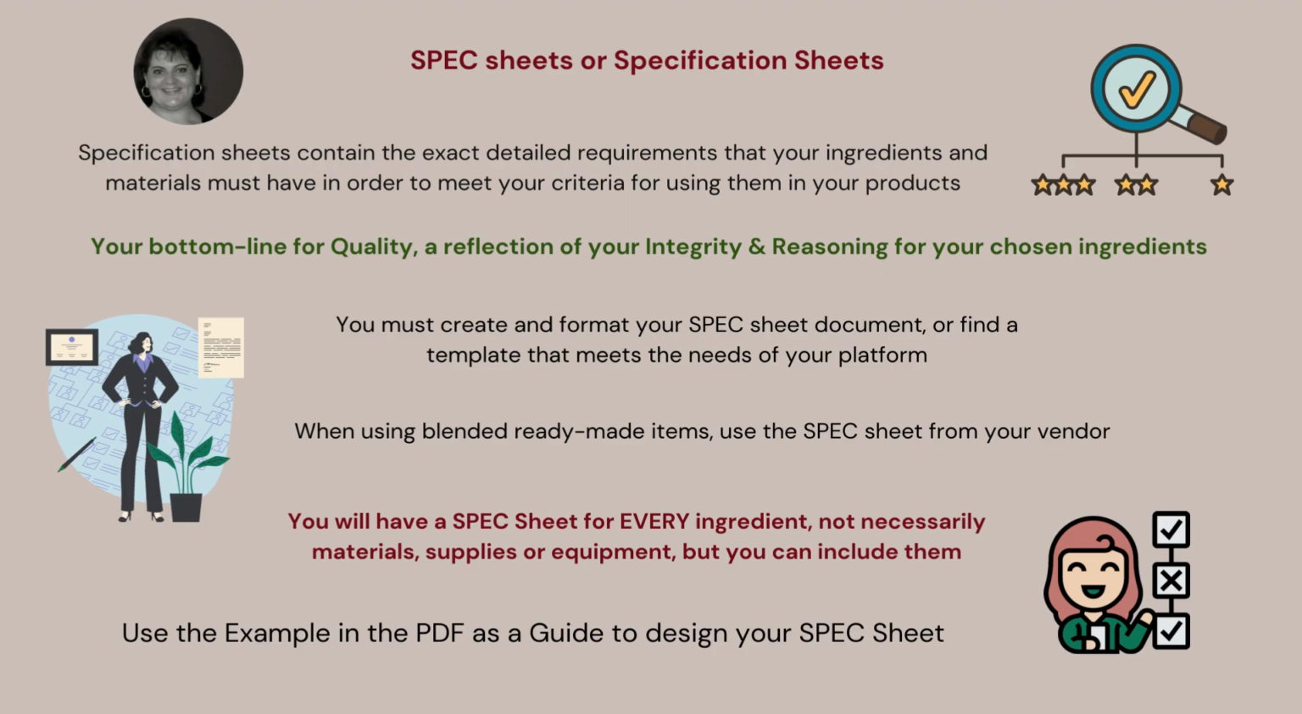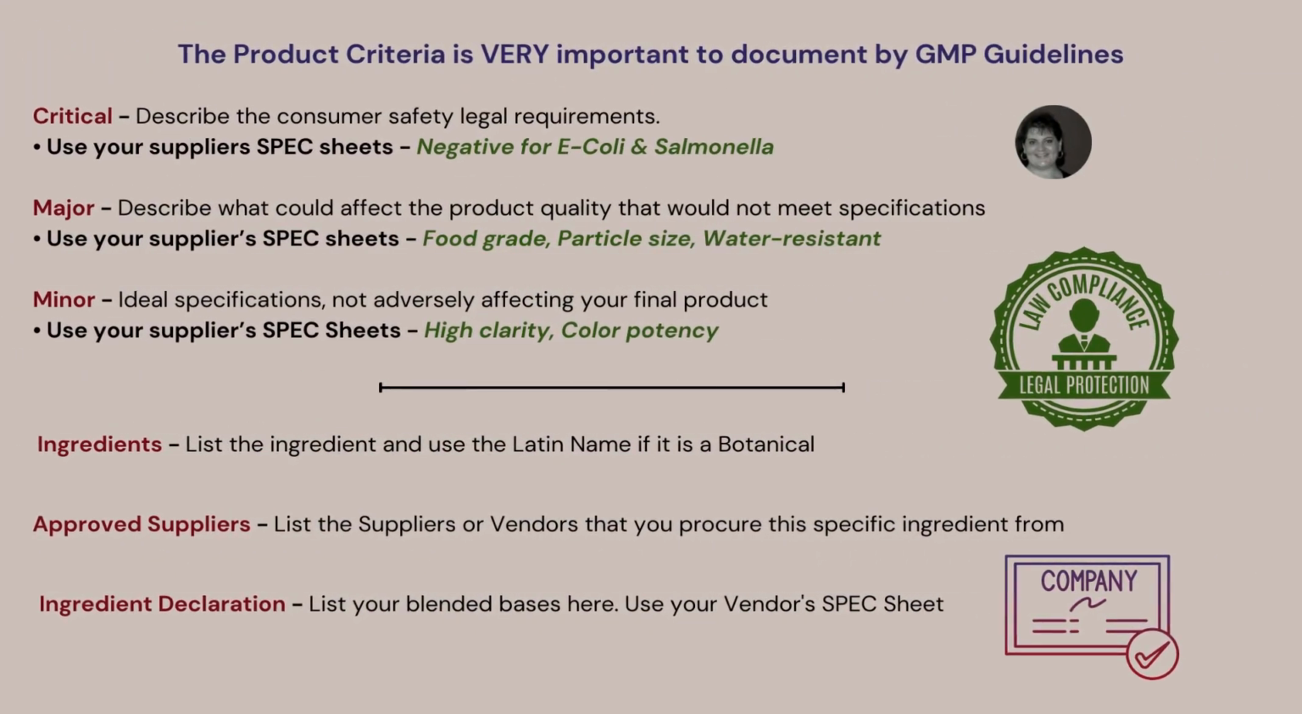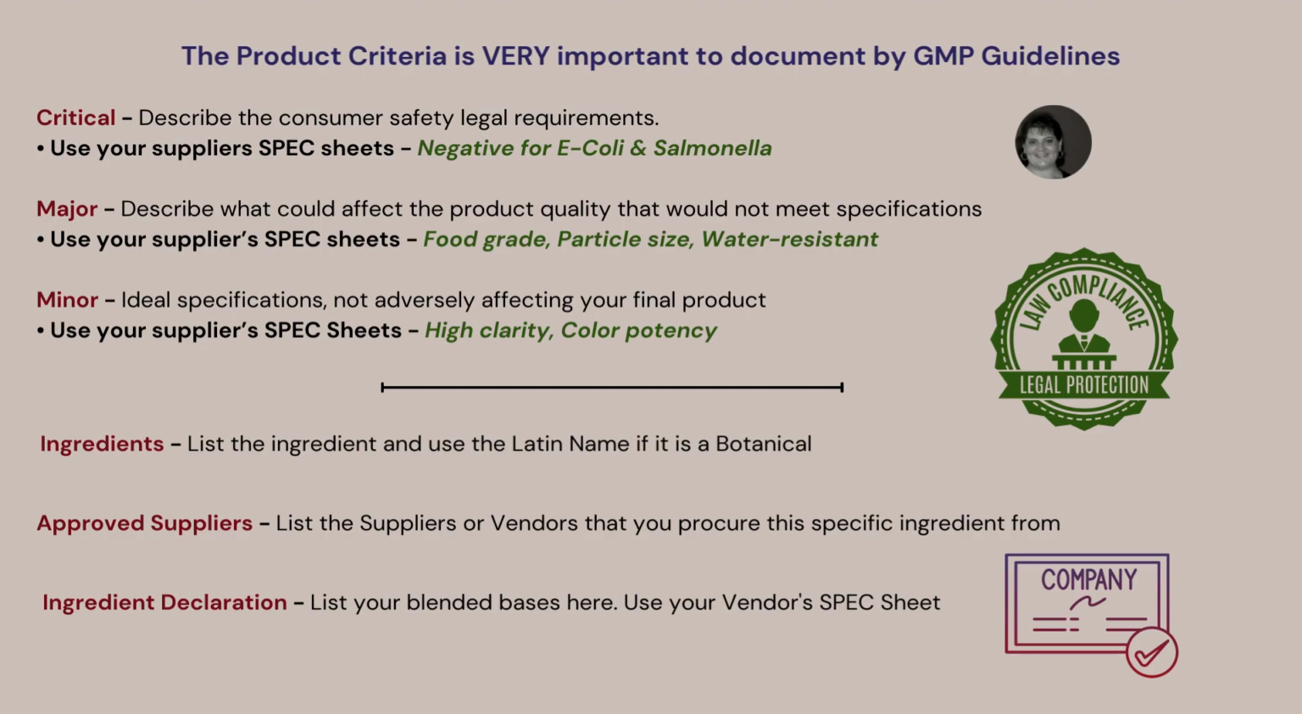Now, all of your vendors should provide you with either a certificate of analysis or a verified certificate for distribution. And this allows you to know that they, as a vendor, have taken the necessary precautions to providing a quality service to their customers. Now, when writing your spec sheets, your product criteria is very important to document by GMP guidelines. And this usually is the legalities and the consumer safety regulations about your ingredients.